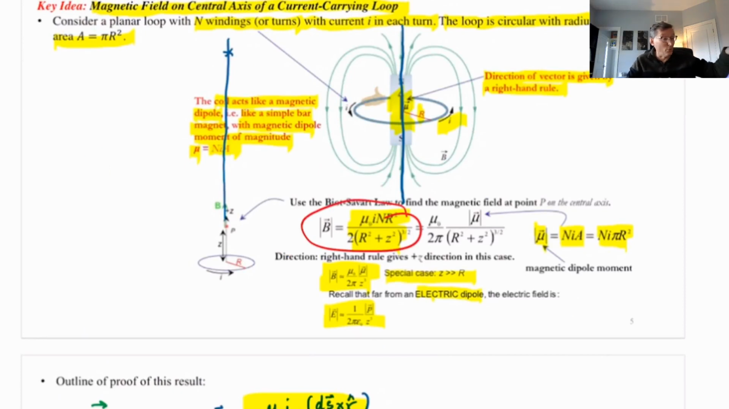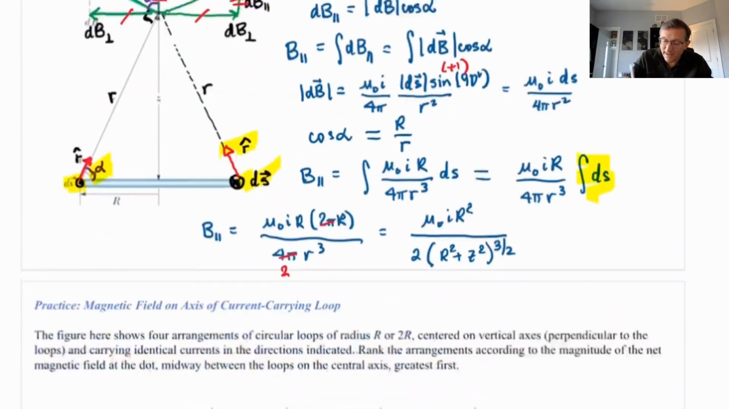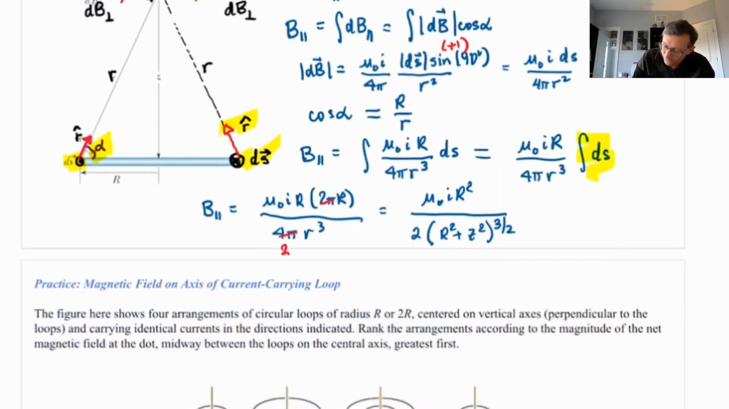Now that's for one loop, right? For one loop. I should add that. For one loop of wire. Sometimes you'll see, even though it's a flat circular shape, they'll say that the wire goes around N times. So to get the total, just multiply all this by big N.